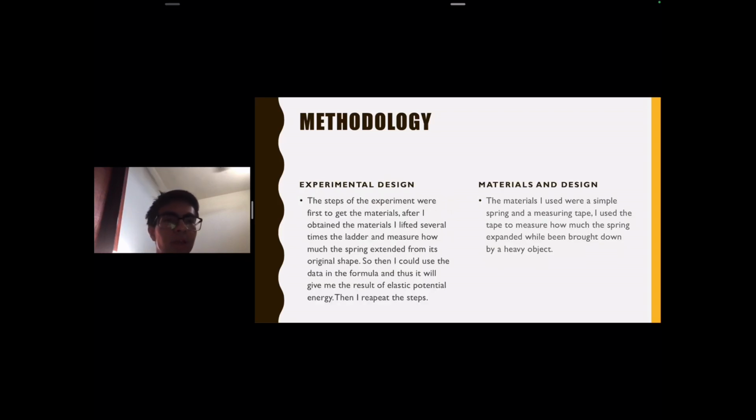The experimental design was that the steps of the experiment were first to get materials. After I obtained the materials, I lifted the ladder several times and measured how much the spring extended from its original shape. So then I could use that data and put it in the formula, and thus it will give me the result of elastic potential energy.